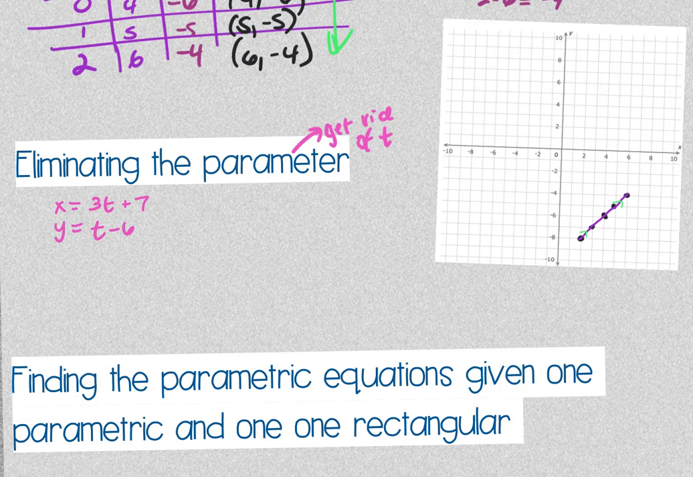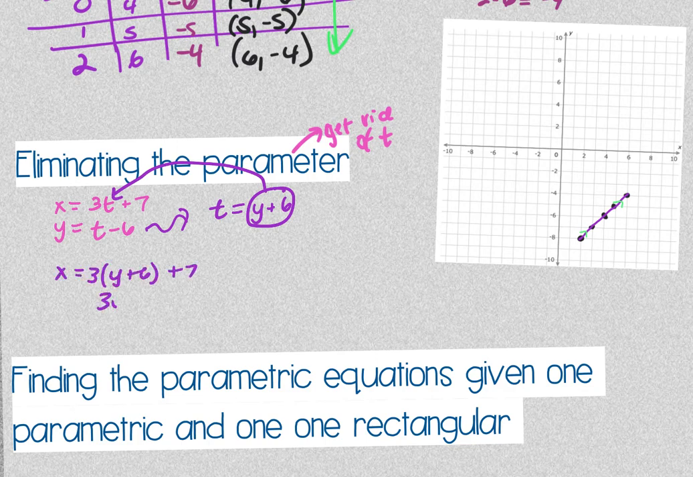Then the goal is to solve one of these equations for T. Obviously, make it easy on yourself. Pick something that's easy to do, so probably the second one. I'm going to solve for T by doing T equals y plus 6. And then take that equation and plug it into the other equation in place of the T. So x equals 3 times (y plus 6) plus 7, 3y plus 18 plus 7, or 3y plus 25.